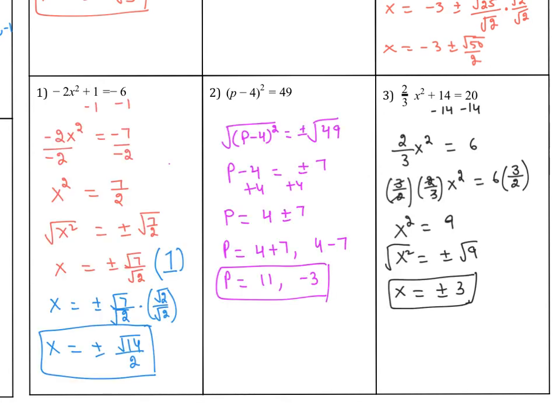For number 1, you're going to isolate the square term, so minus 1 on both sides. You get negative 2x squared equals negative 7. Divide with negative 2 on both sides, you get x squared equals 7 over 2. Now you're going to remove the square, so the opposite operation is taking square root on both sides. So you get square root of x squared equals plus or minus square root 7 over square root 2.